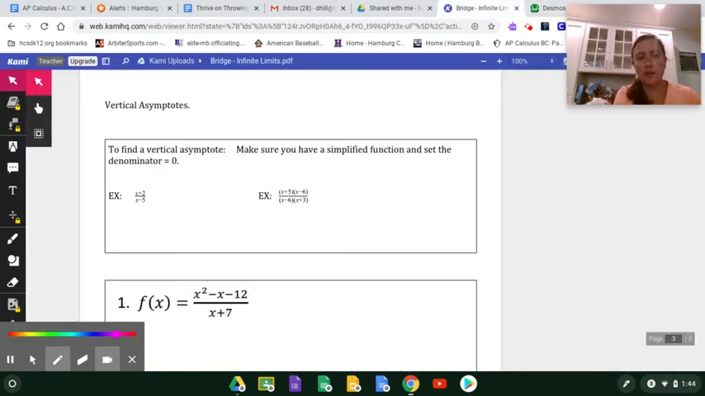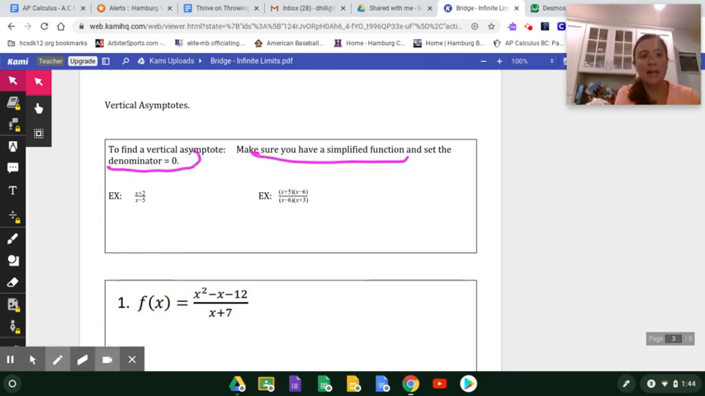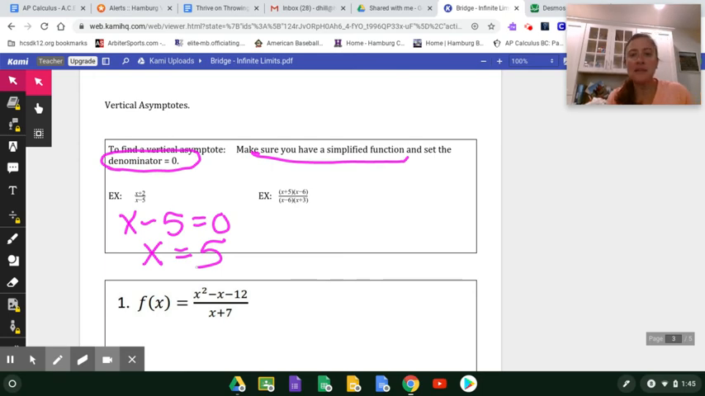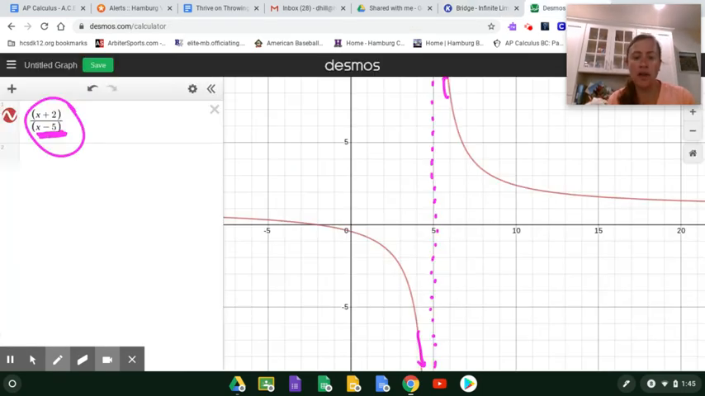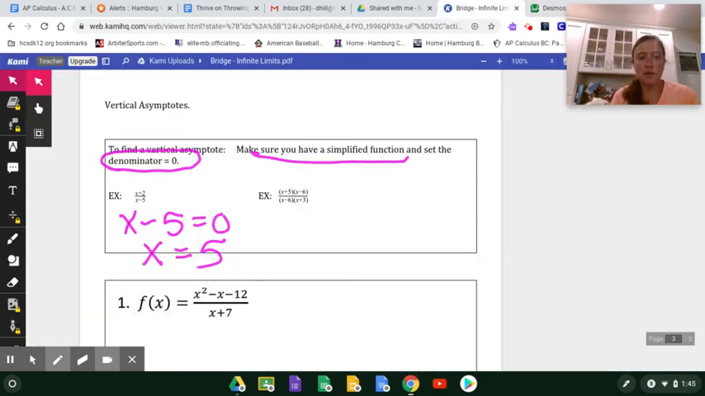To find a vertical asymptote, make sure you have simplified the function and set the denominator equal to 0. So if this is a simplified function and I set x minus 5 equal to 0, I get x equals 5. And that's exactly where we saw that vertical asymptote was, at x equals 5, when that denominator equals 0. So let's go back and look at the second example.